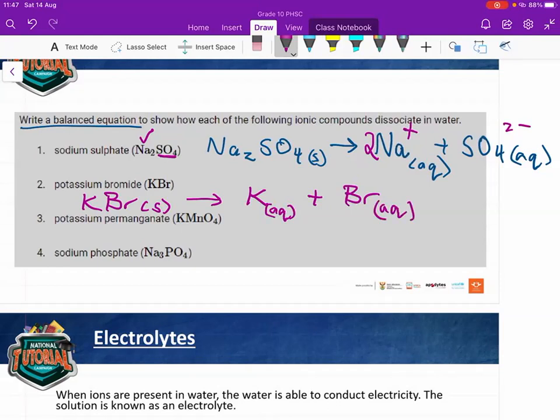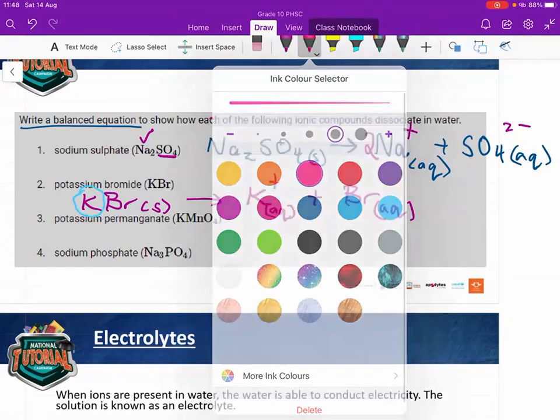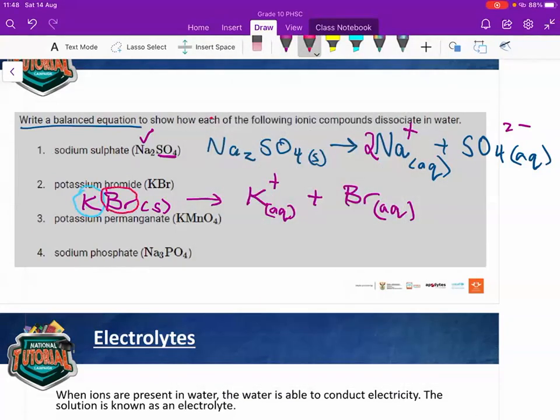Now, how do we know what the valencies are? If these are ions, they need to have pluses and minuses. So potassium is a metal, and if you look in your periodic table, it's in group 1. Therefore, we know that this has to be a plus. And bromine is a non-metal, and if you look at your periodic table, it's in group 7, so the valency must be a minus. And then voila, that's how we write it.